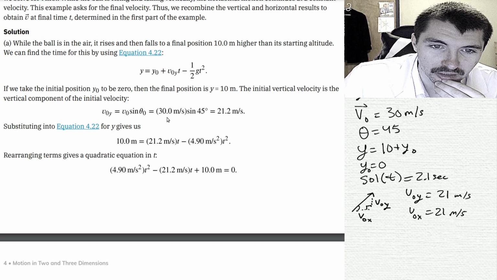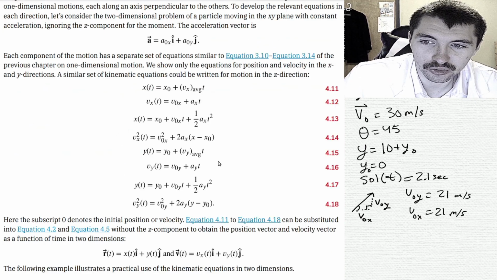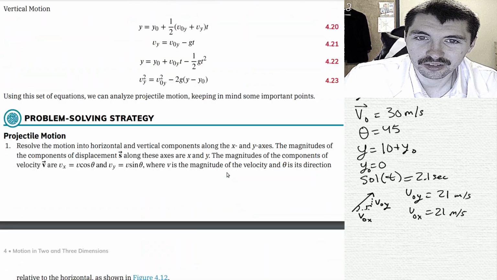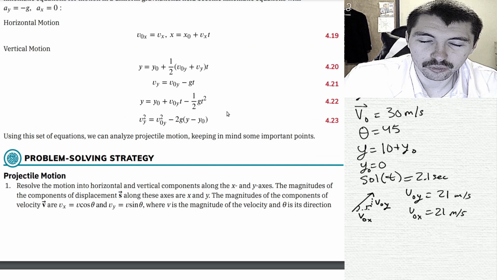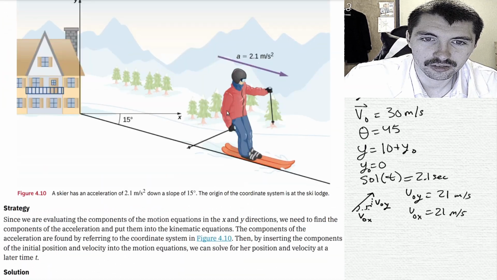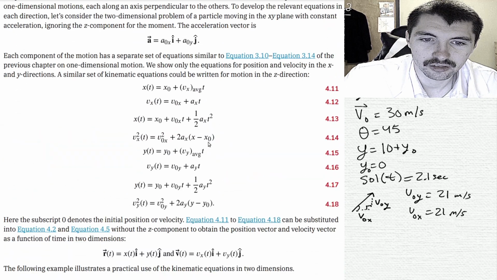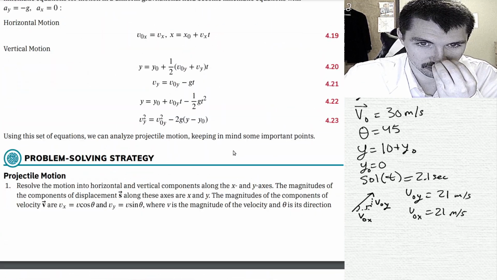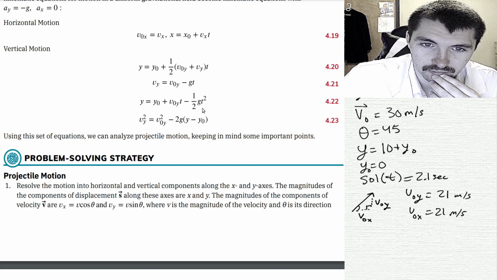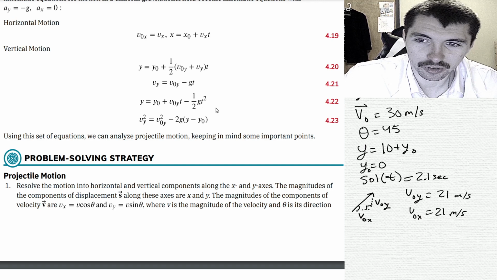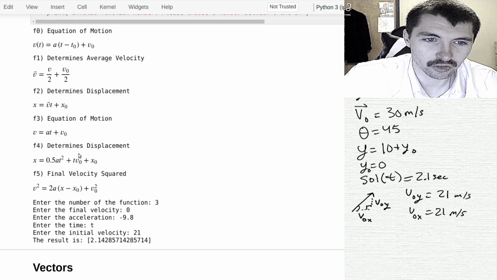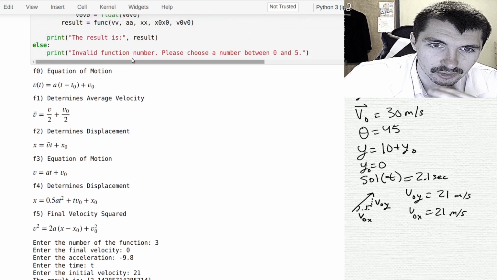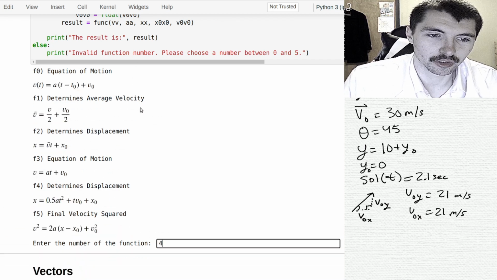Okay, we've done everything right up to this point. They're using equation 4.22. Why? Because why not? Okay, so they use equation 4, I used equation 3. So we should have used equation 4.